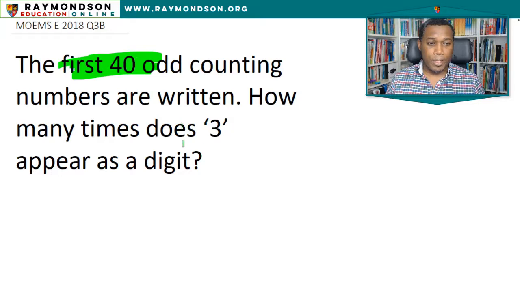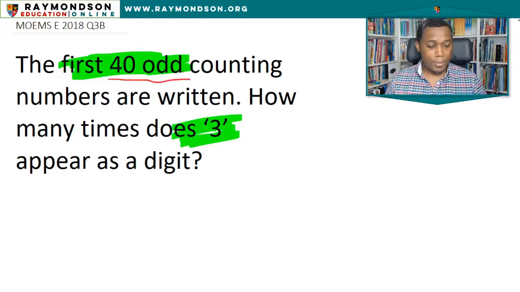Right, first 40 and how many 3s? And the key thing there is the odd numbers. I'm going to highlight first 40 odd numbers. Right, odd numbers. That's really important.